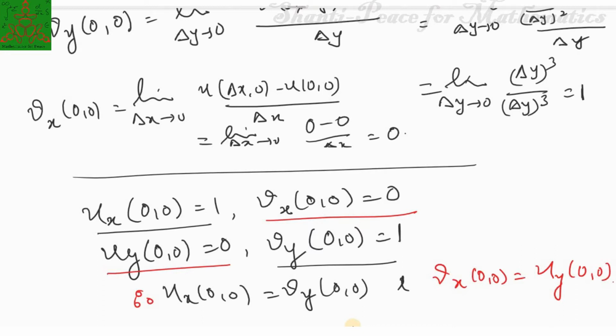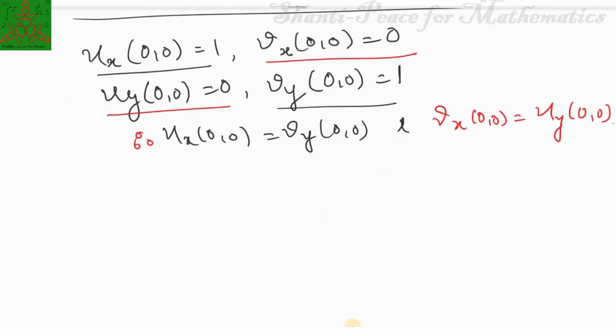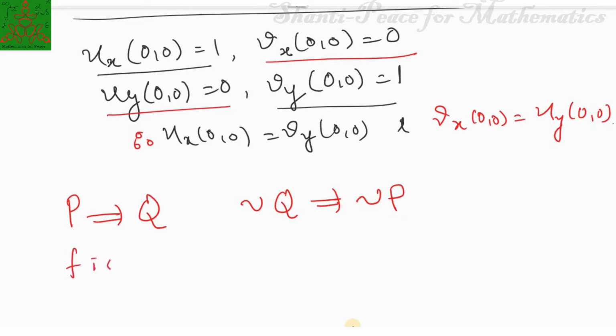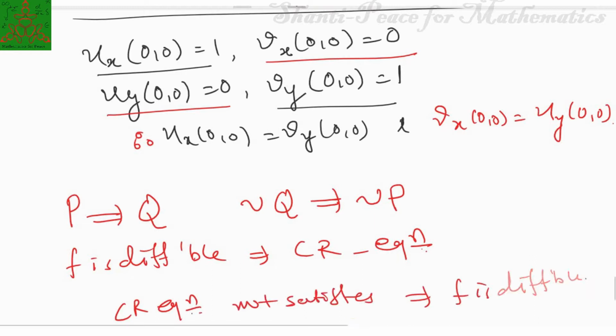So what will be the negation of that statement? The negation says that if the CR equations are not satisfied, then we can say that the function is not differentiable. Just recall that P implies Q is the same as not Q implies not P. These both statements are same. So the statement is: f is differentiable implies CR equations are satisfied, which we have proven. The negation form is: CR equations are not satisfied implies f is not differentiable.